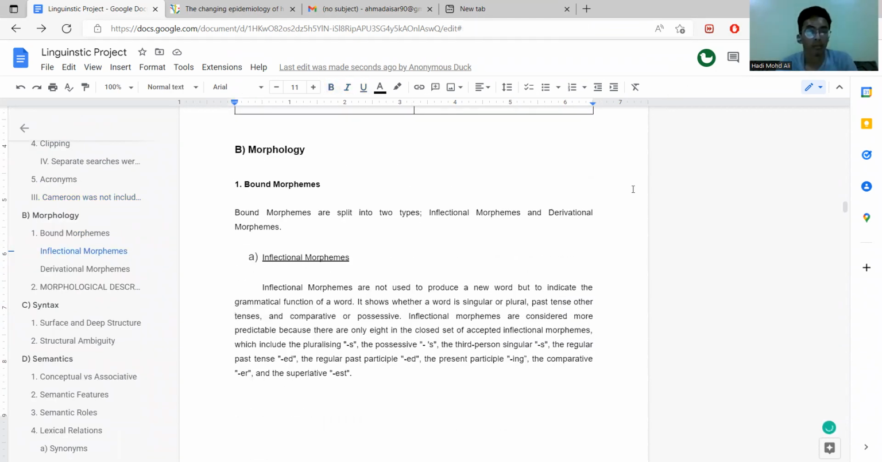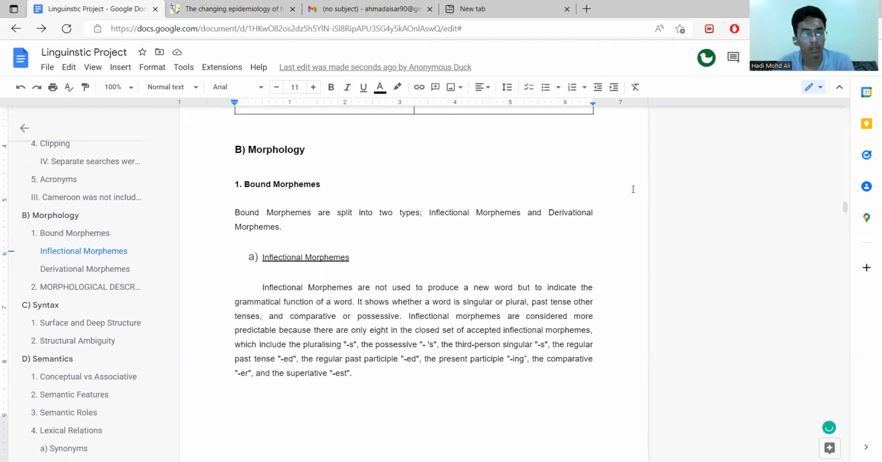Morphology has two types of morphemes, and the bound morphemes are split into two types, which are inflectional morphemes and derivational morphemes. Inflectional morphemes are not used to produce a new word, but to indicate the grammatical function of a word. It shows whether a word is singular or plural, past tense or other tense, and comparative or possessive.